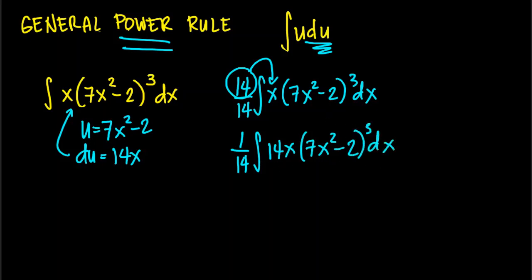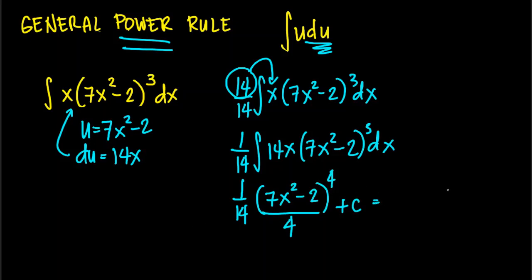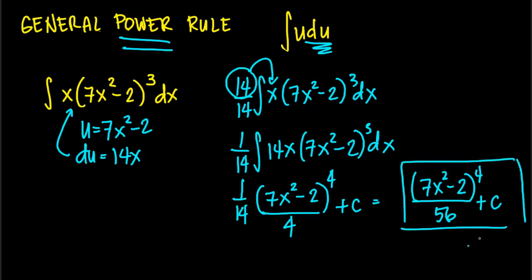Now that we have the requirements set, our integral is 1 over 14 times 7x squared minus 2, the 3 becomes 4 over 4, and then plus c. But let's simplify. This is (7x squared minus 2) raised to 4 over 14 times 4 is 56, plus c. And this is the answer for this problem.